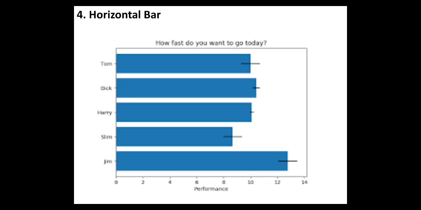Next, coming to horizontal bars. It is also similar to the vertical bar chart, but it is typically used when the number of categories is large, that means greater than 10 groups. Usually we use horizontal bars instead of vertical bars.